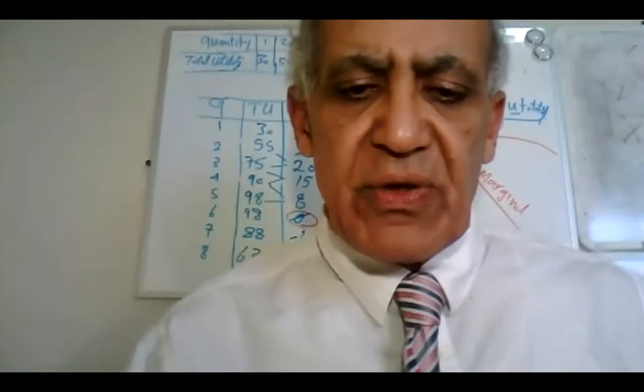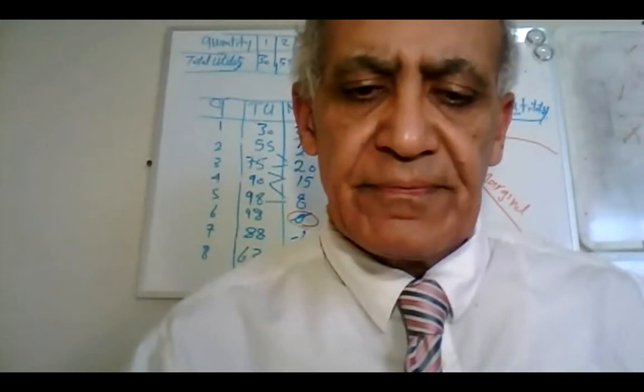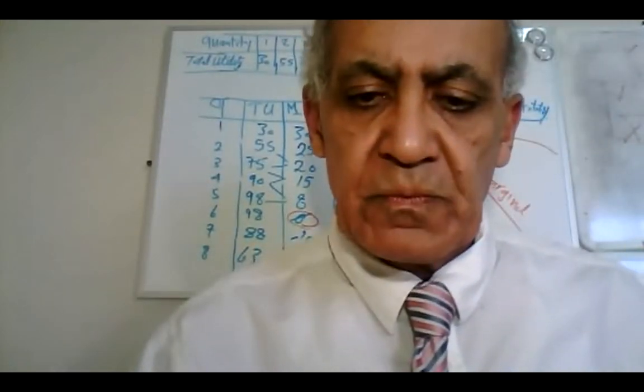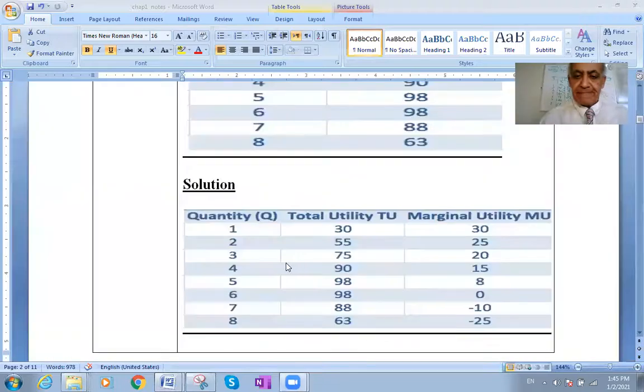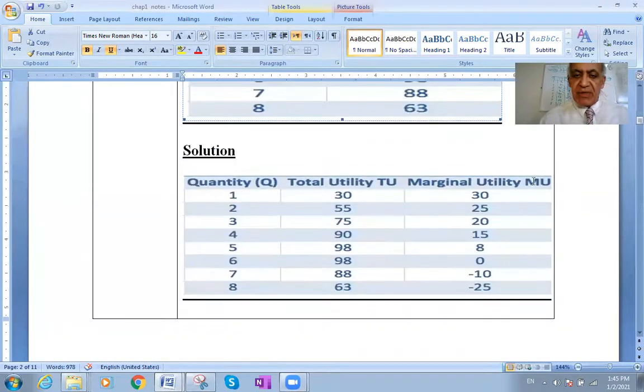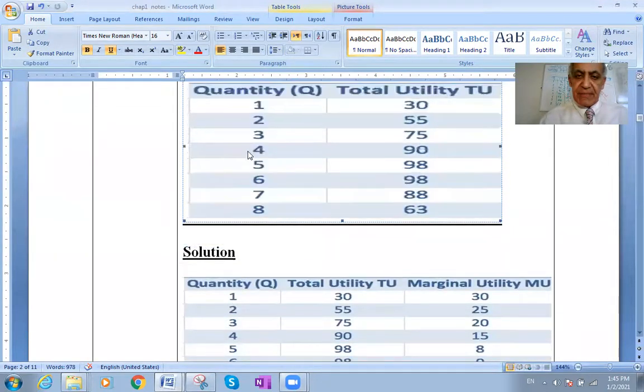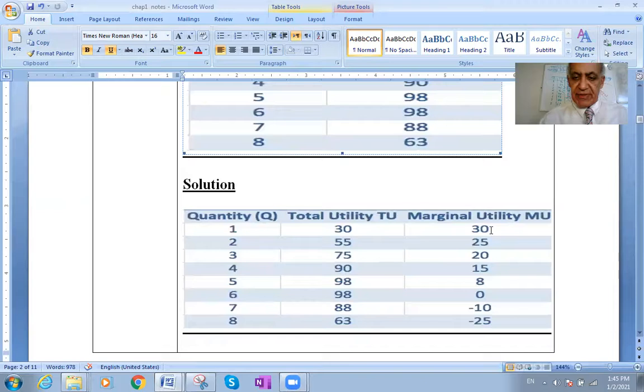This is the example, and let me go now and share the screen. Share the screen back. I think everything is clear in front of you now. This was the example which we had, the marginal utility and the total utility. He gave me the total and asked me to get the marginal. So I will put the first number of the total in the marginal, 30, I will put it here. Then I will deduct: 55 minus 30 will give me 25. 75 minus 55 will give me 20. 90 minus 75 will give me 15, and so on till the end.